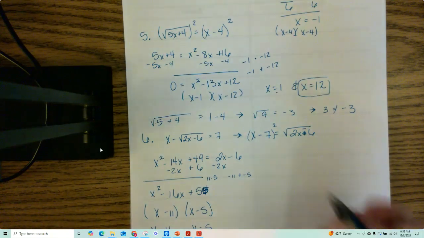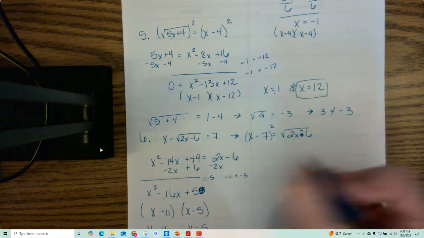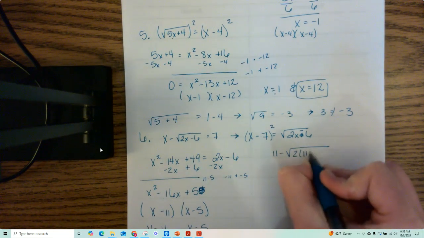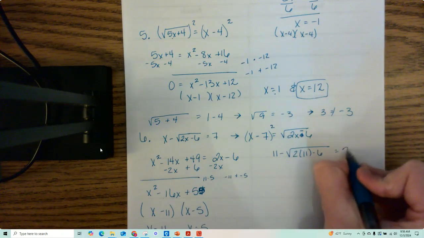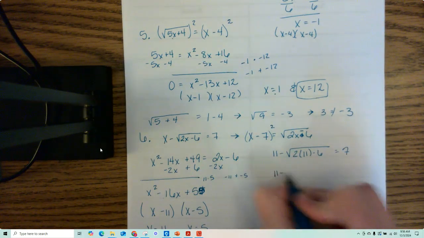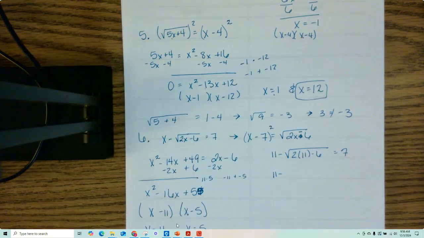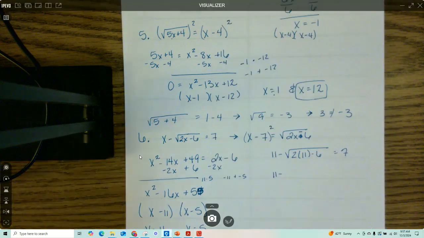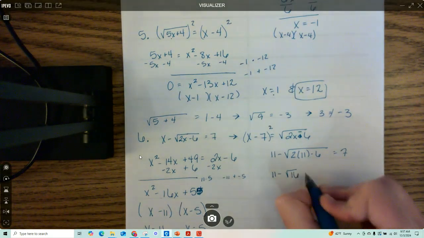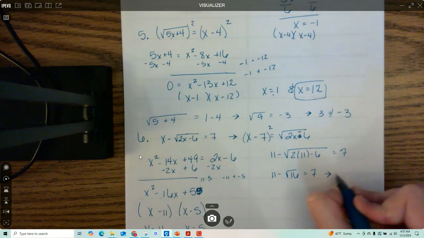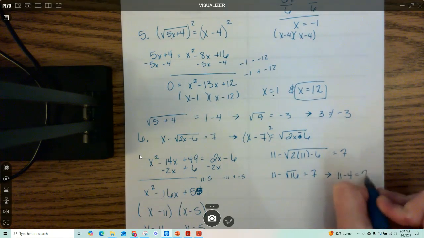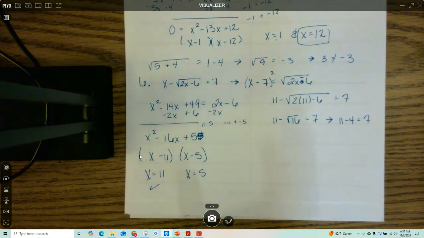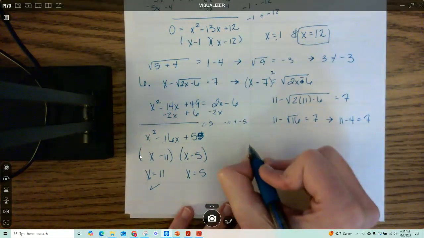Check my solutions. Do 11 first. 11 minus the square root of 2 times 11 minus 6 has to equal 7. So this is 22 minus 6, the square root of 16, which would be 11 minus 4 equals 7. That's true, so that one works.